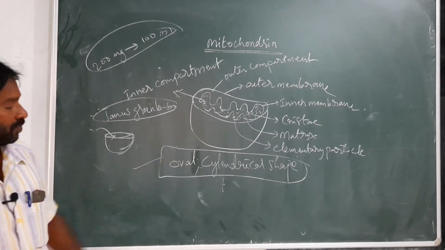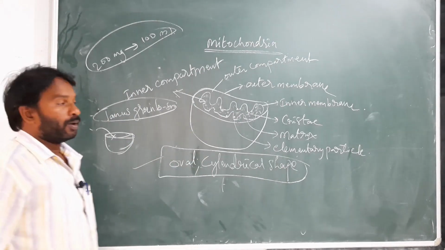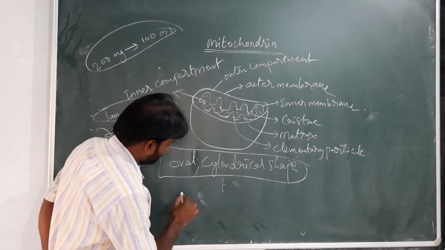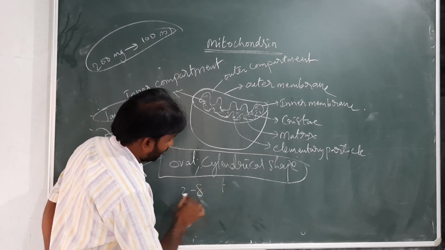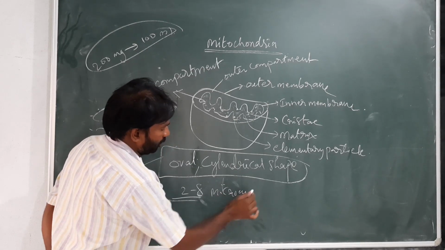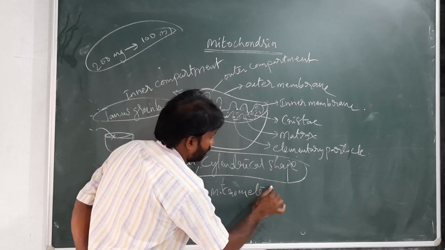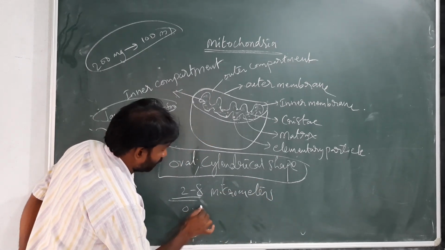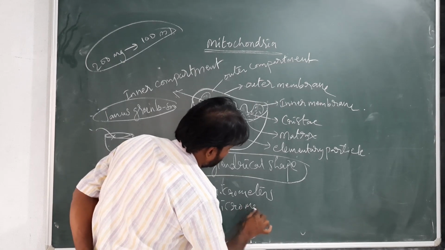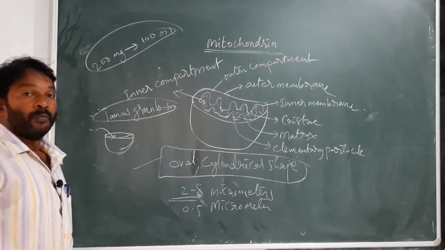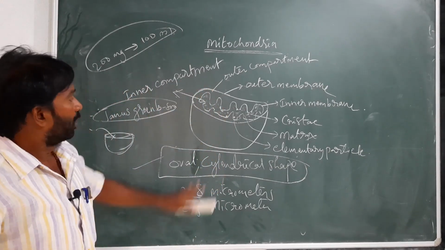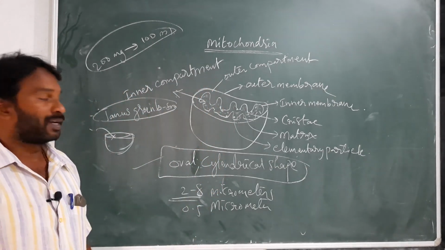Next, what are the measurements of the mitochondria? Its length is 2.8 micrometers, and its width is 0.5 micrometers. That is the generally accepted measurement of the mitochondria.